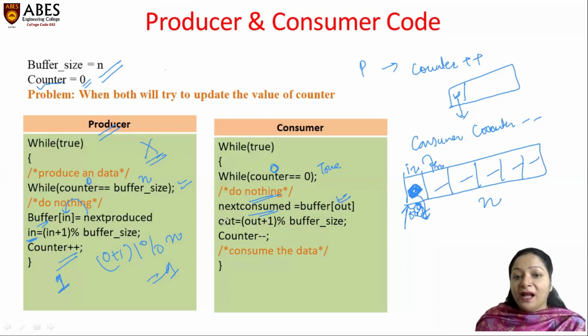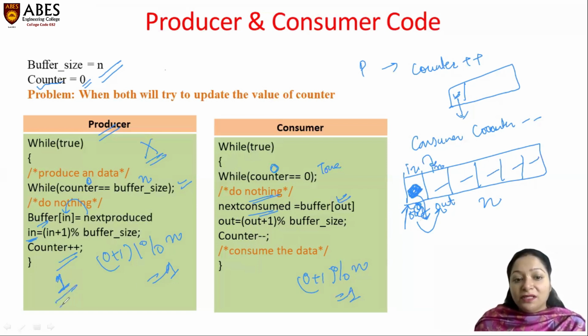And again, the out value will also be updated. Out plus 1. Out was initially 0. 0 plus 1 mod buffer size, it will be 1. So it means that the next item will be consumed from the updated value of the out variable. Then the consumer will decrement the counter value by 1.